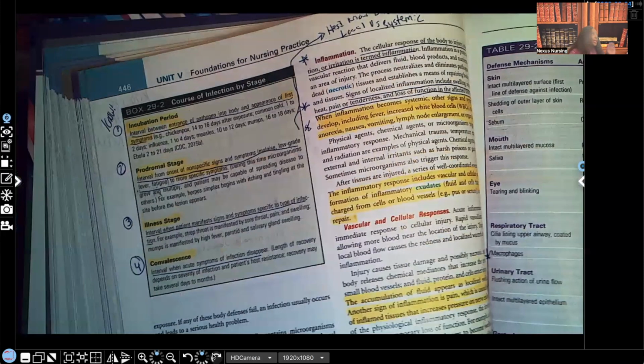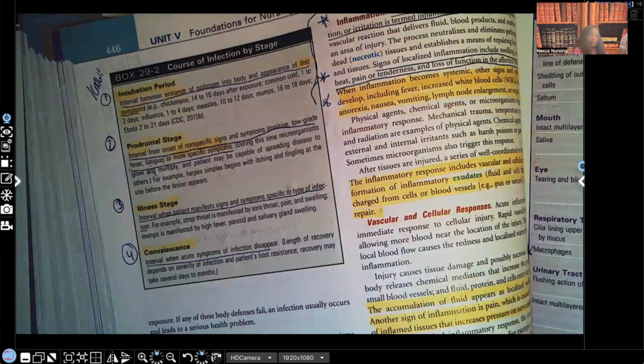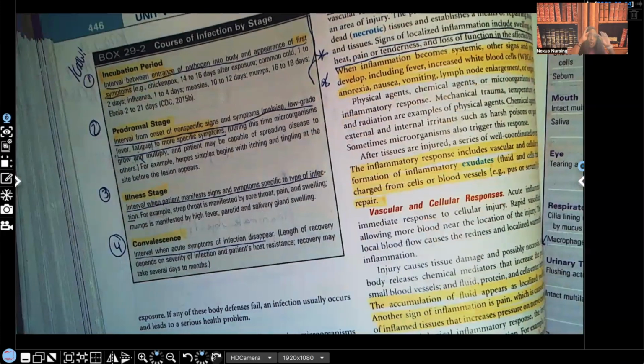Okay, let's take a look at box 29.2. Look what it says here. Course of infection by stage. You have 4 stages. Professor D, do I need to know those 4 stages? Of course you do.